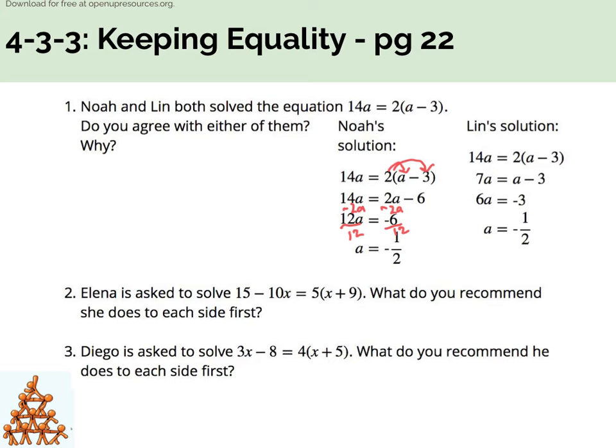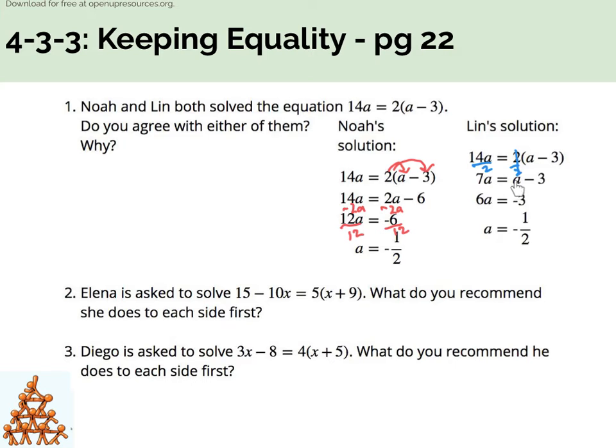What did Lynn do? So Lynn, there's 14a, 2, and then a minus 3. Notice how down here there's just an a minus 3, and notice how it goes from 14a to 7a. So what did Lynn do? Lynn divided by 2 on both sides, just got rid of that number. And then 2 divided by 2 is 1, so it leaves it alone. 14a divided by 2 is 7a, so that's where that 7a came from. And then we just have the a minus 3 left over.